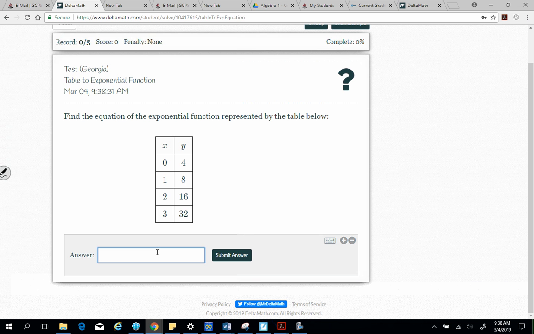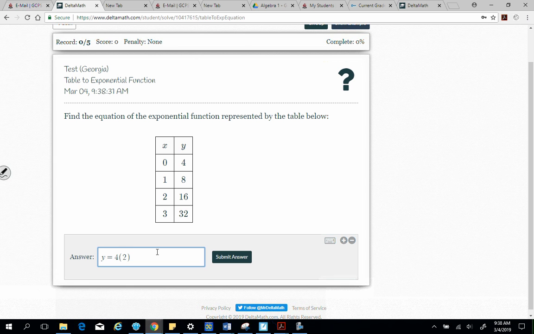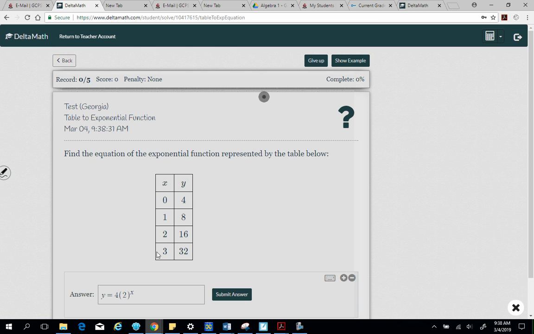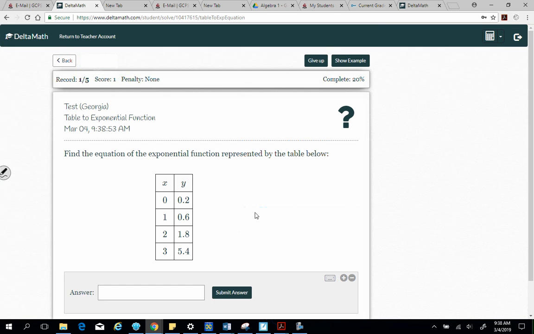So this is all you're doing. You're writing the equation. So I know it's y equals, what's my a here? 4. And then what's my growth factor? What's it multiplying by? 2. And then what's always the exponent? Yep. So that's your Delta Math homework. There's just 5 problems that look like that.